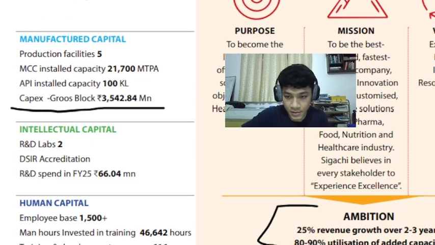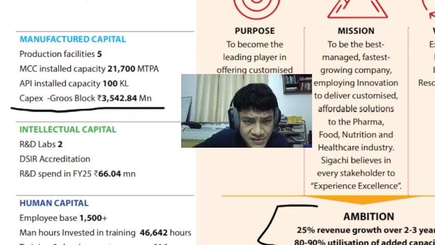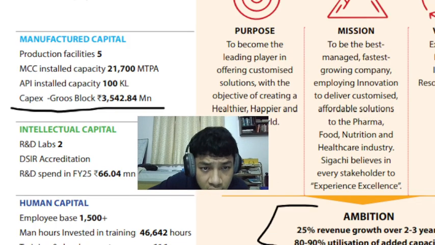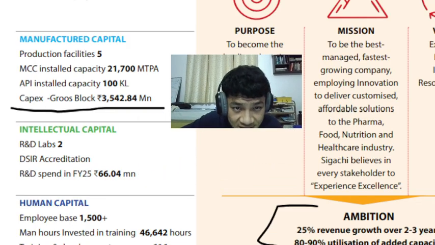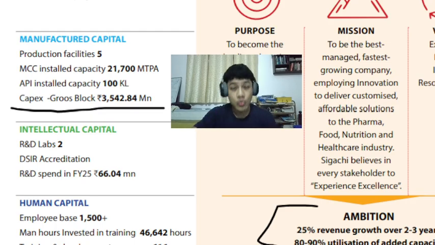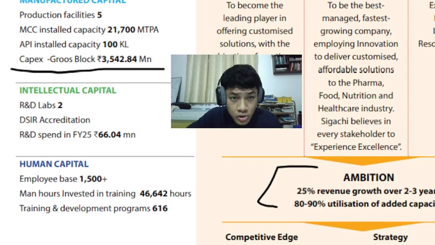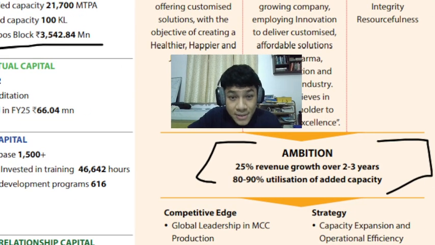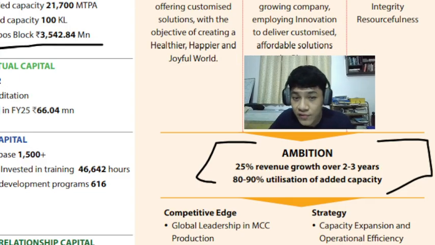Okay. Here we have their gross block, which is the gross assets, I think. The value of gross assets is 3,542.84 million, 354 crores of gross block. Then the ambition is 25% revenue growth over 2 to 3 years and 80 to 90% utilization in added capacity. Okay, 25% annualized revenue growth over the next 2 to 3 years.